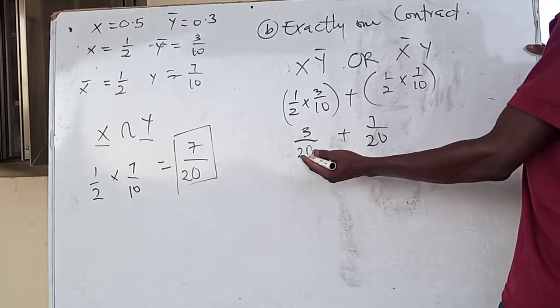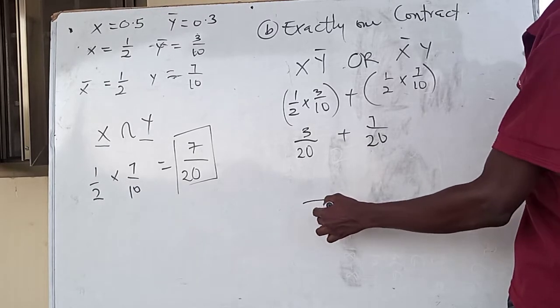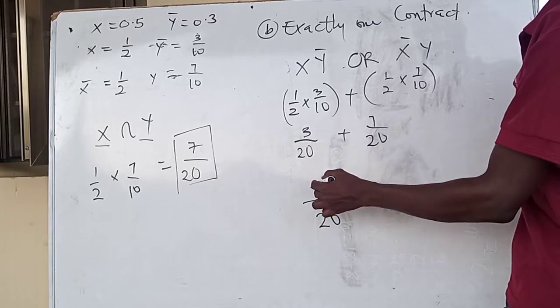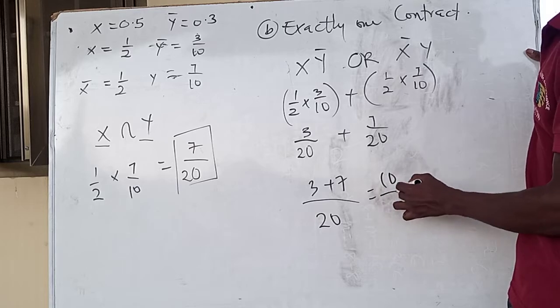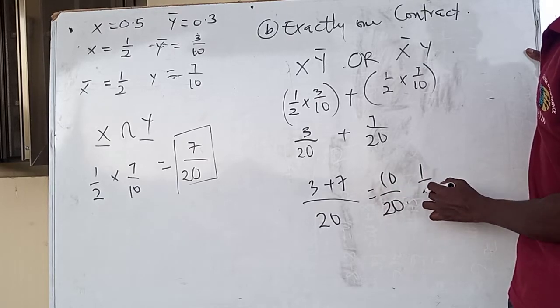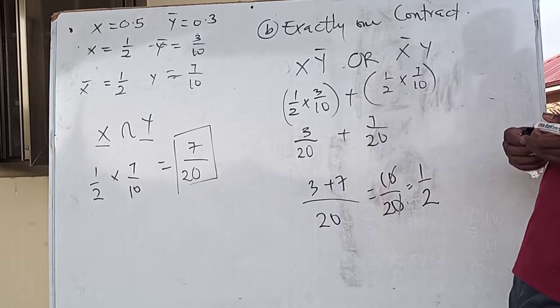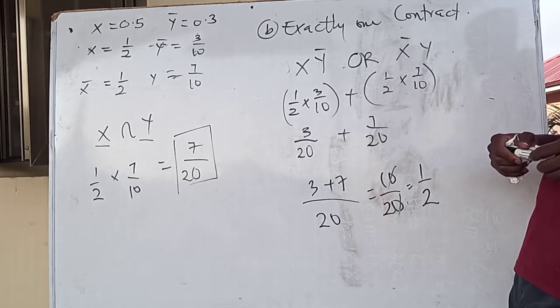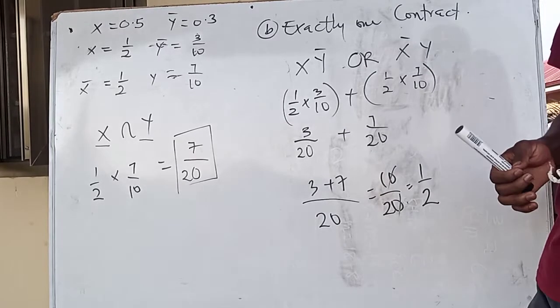So here, see, they have the same base. So you just take 20 and write 3 plus what? 7. So you are going to get 10 over what? 20, which is 1/2. 0 cancels 0. 1/2. Simple. Alright, so let's move on to the next question.